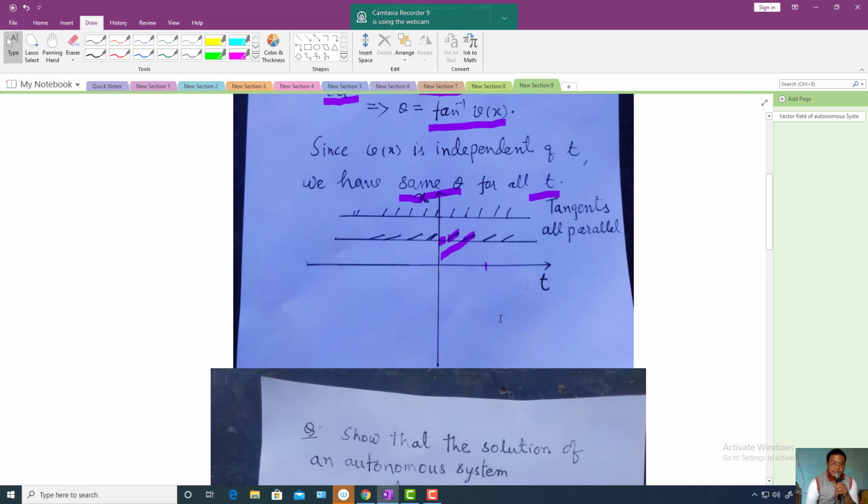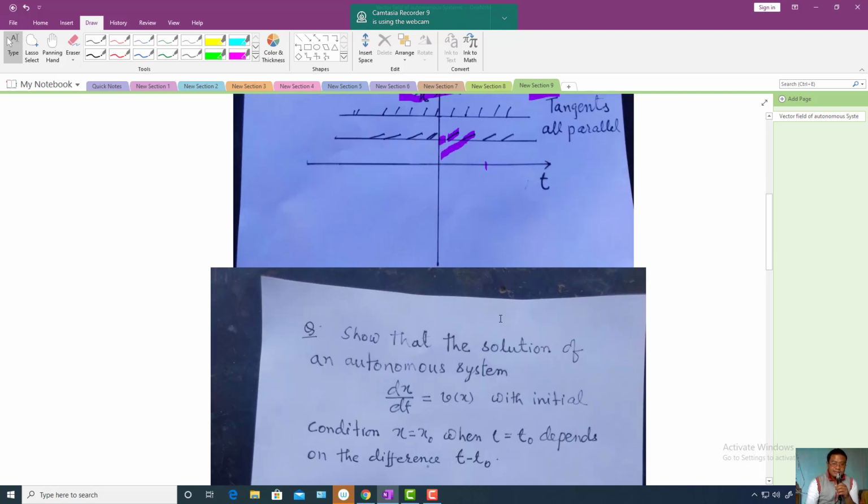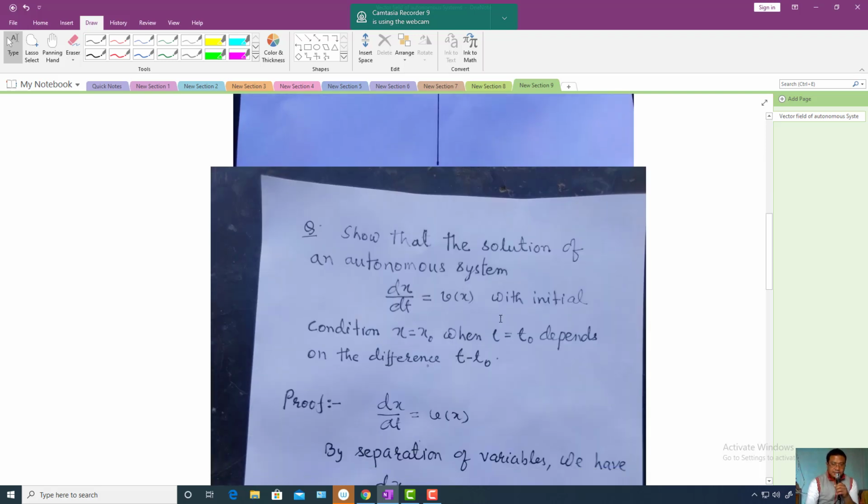Right, so that is the case. Next is to show that the solution of an autonomous system with initial condition x naught when time t is equal to t naught depends on the difference, it is a function of this one, okay.